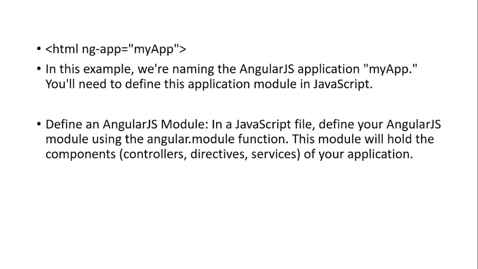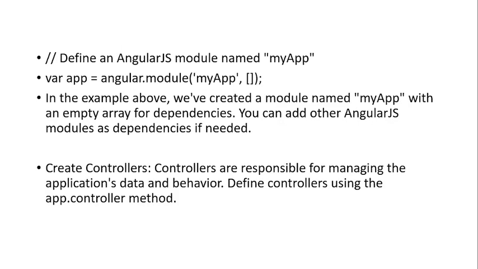Defining the AngularJS module is done with the help of the angular.module function, right? This module will hold the components, and the components include what? The controllers, directives, and services of each and every application. You can see here, defining an AngularJS module named my app, and I am using an empty array there. This is achieved by means of angular.module. So we have created the module named my app with an empty array, and that is used for dependencies. If needed, we can use that.